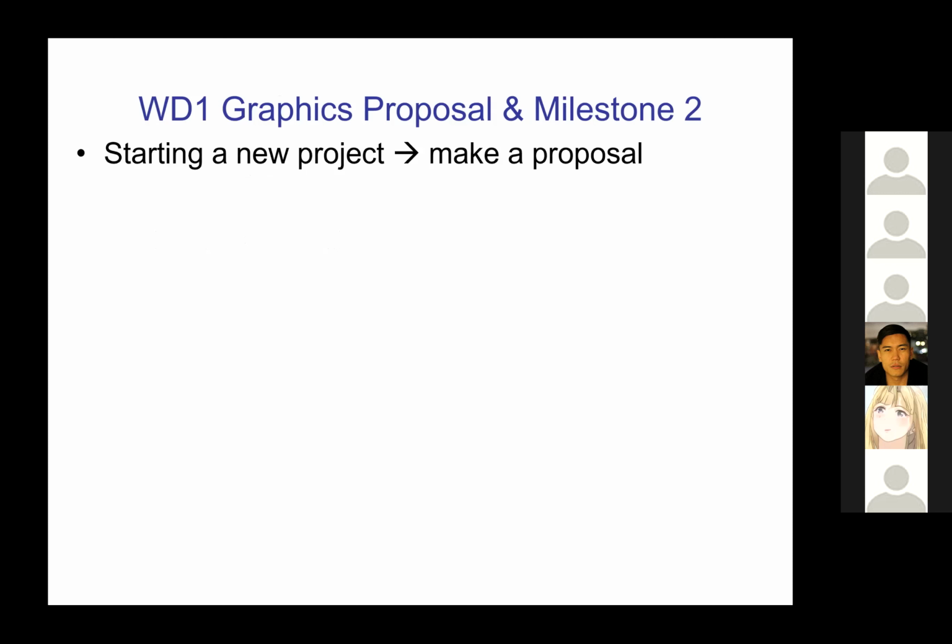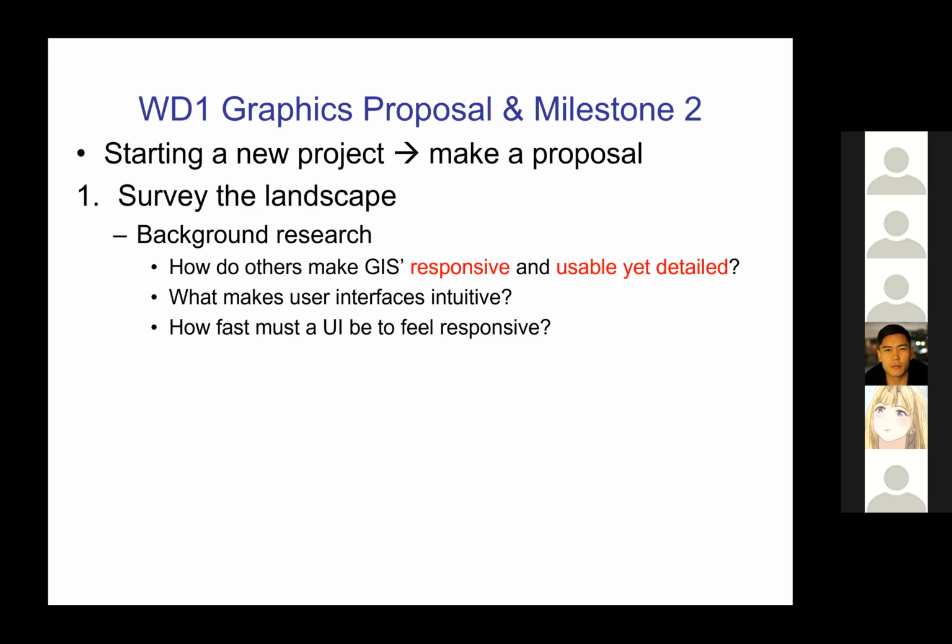So how does this relate to WD1? You're starting a new project. You're starting Milestone 2. And when you do that, you should make a proposal. That's what you're doing in written document 1. And written document 1 consists of multiple parts, basically surveying the landscape.